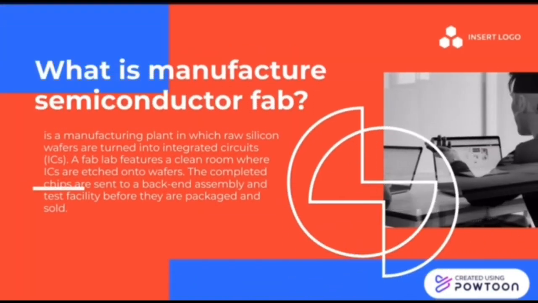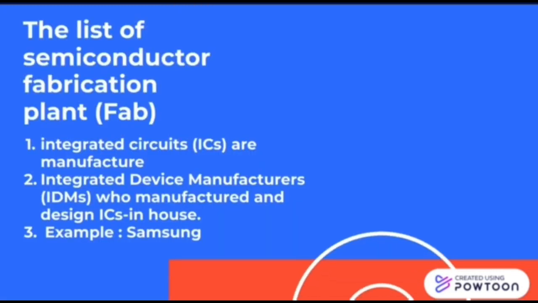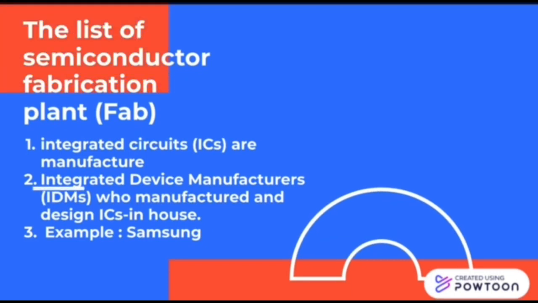Next, what is a semiconductor fab? It's a manufacturing plant in which raw silicon wafers are turned into integrated circuits. Next, the list of semiconductor fabrication plants. First is integrated circuit, next is integrated device manufacturers. For example, Samsung.